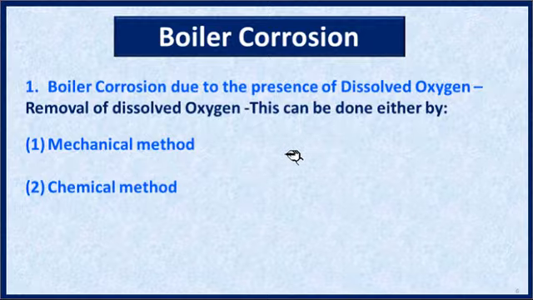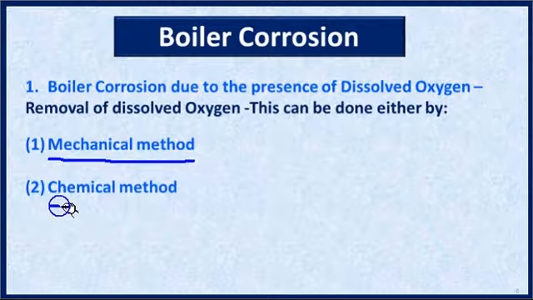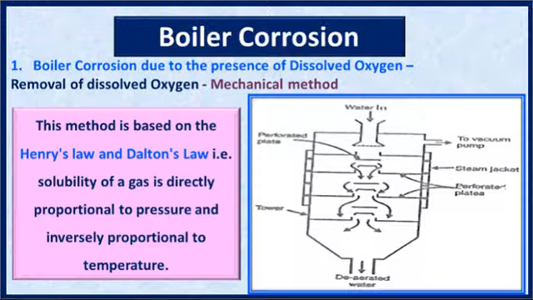Now how can we remove this oxygen from the boiler feed water? There are two methods to remove dissolved oxygen from the water: the mechanical method and the chemical method. The mechanical method for removal of oxygen from boiler feed water includes the use of a mechanical de-aeration chamber. This de-aeration chamber is based on Henry's law and Dalton's law.